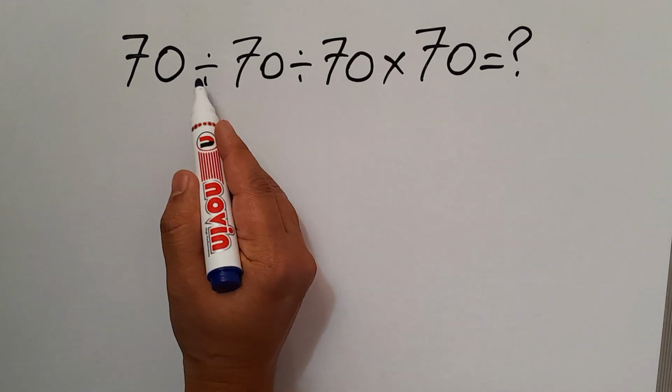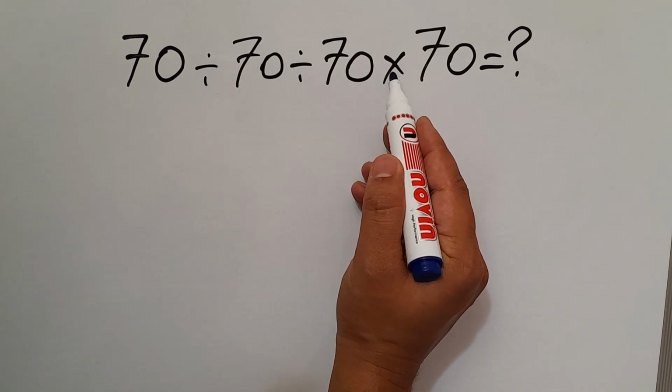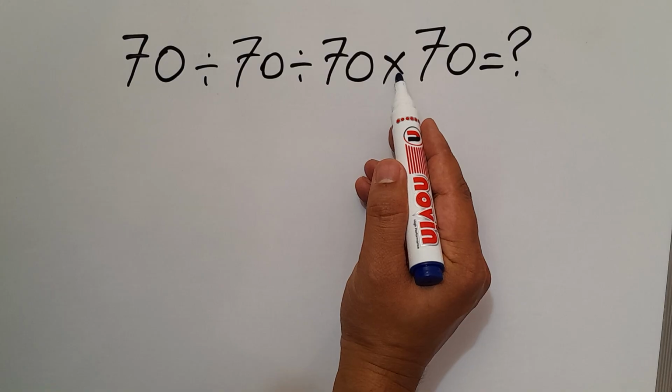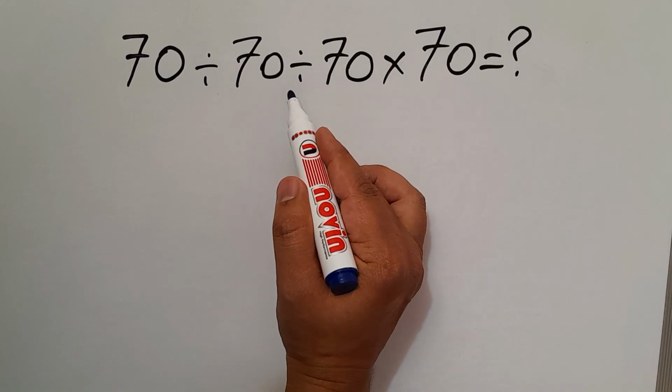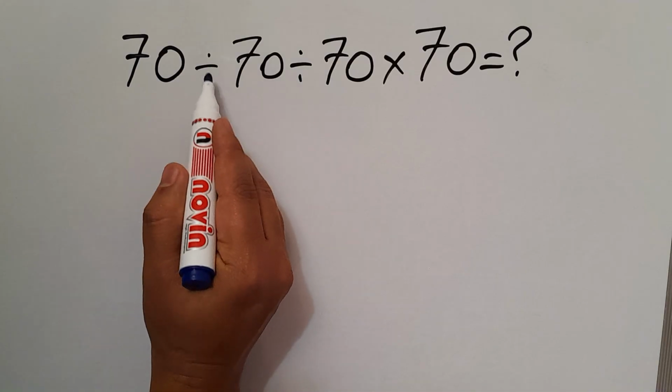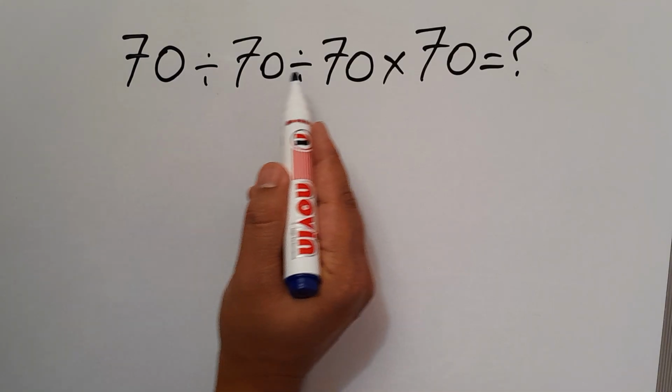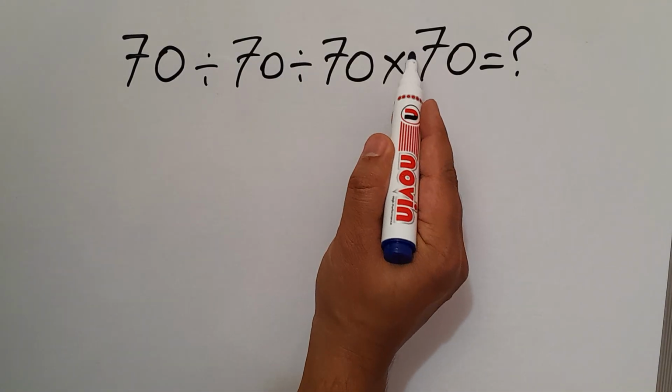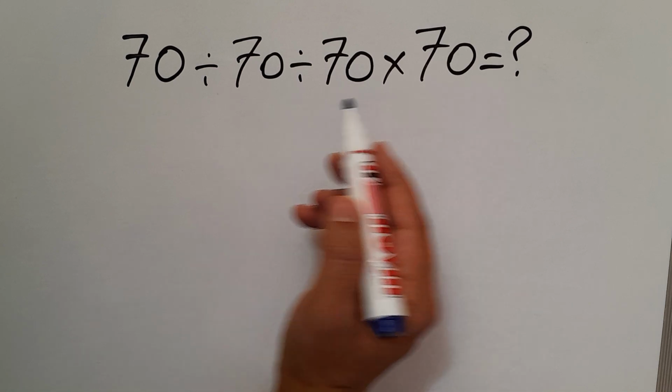In this expression we have two divisions and one multiplication. As we know, multiplication and division have equal priority and we have to work from left to right. Okay, so first this division, then this division, and finally this multiplication.